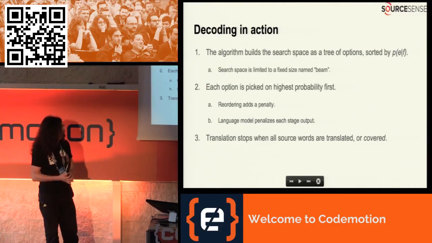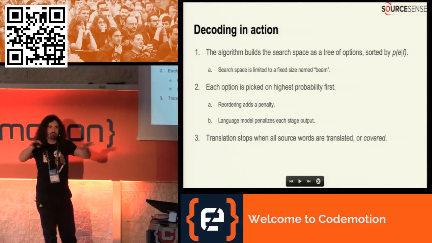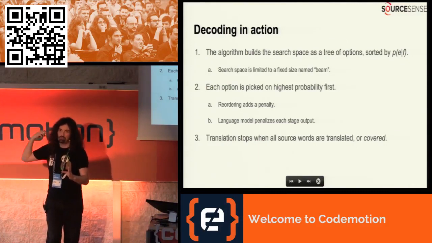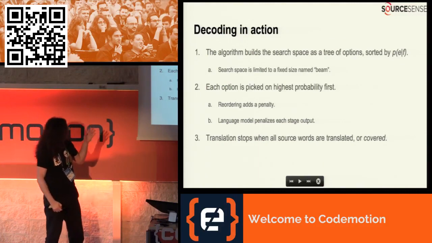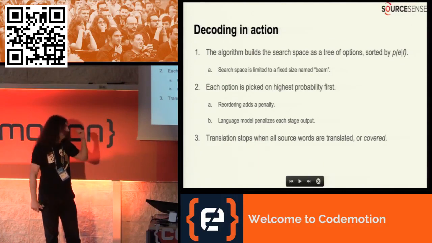So when we decode, the algorithm builds the search space as a tree of options. So each time we make a choice, we leave all the choices on our back, and we have new choices with the narrower number of possibilities to explore. It's a tree of options which is sorted by the probability that we computed before.